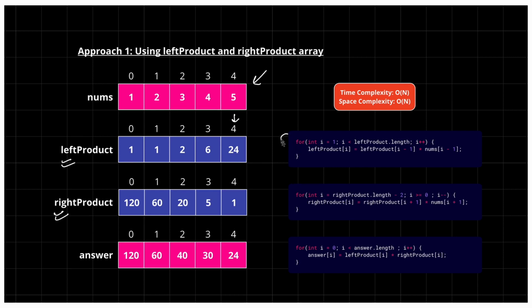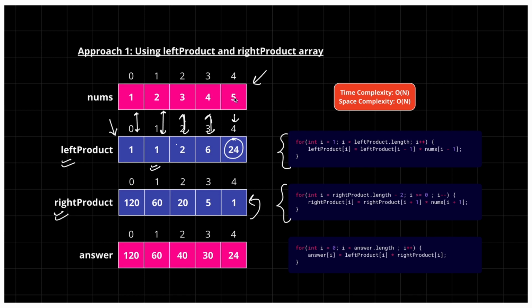We can achieve this using these 2 for loops. First of all, you store 1 at the 0th index for the left product, and for the right product you store 1 at the last index. Now we start from index 1 and multiply these 2 numbers. 1 into 1 will be 1, then 1 into 2 will be stored at the next index, then 2 into 3 will be stored at this index, and then 6 into 4 will be stored at this index.